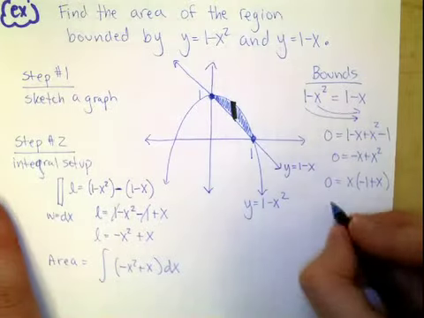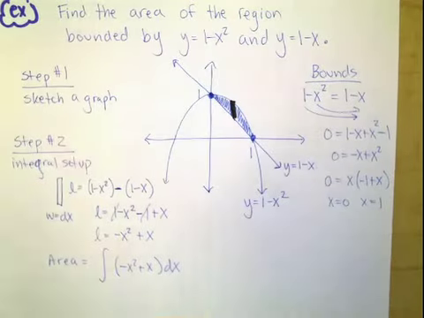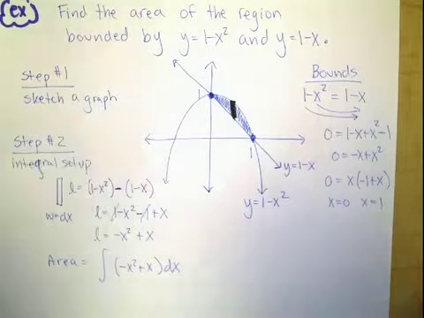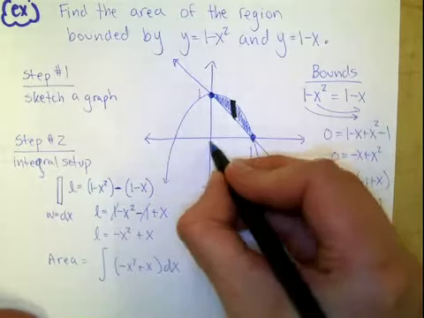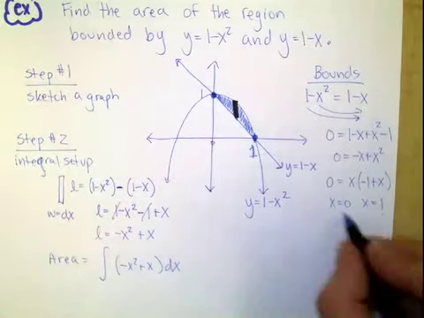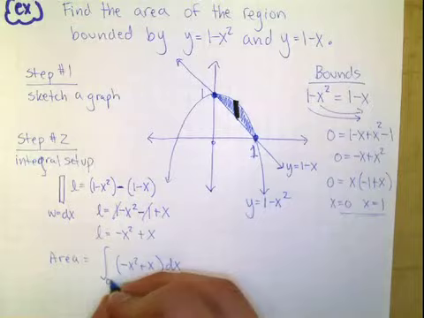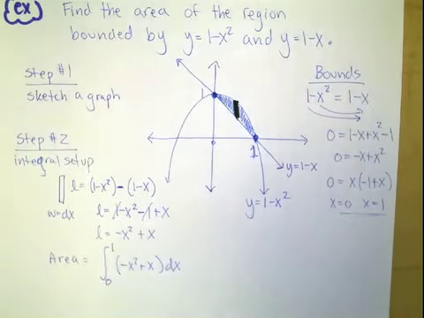And if I'm factoring this, I know I get x equals 0 and x equals 1 as my two answers, which makes sense because that's what happened on our graph. Our points of intersection are here at 0 and here at 1. So these are also going to be my bounds from 0 to 1. So on my integral over here, I can write 0 to 1.